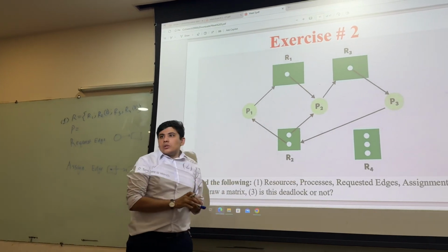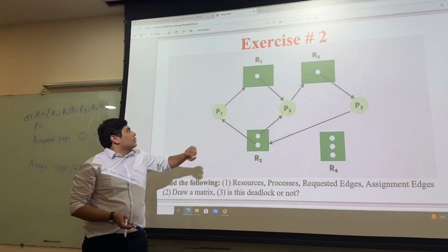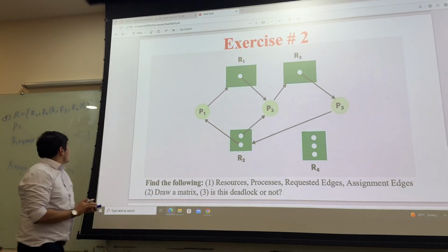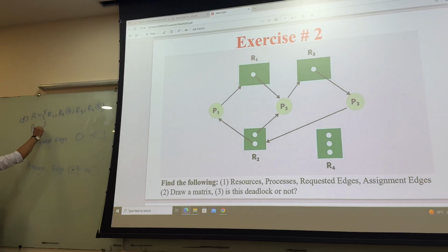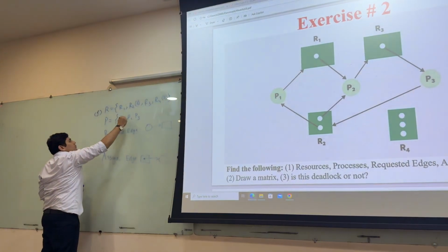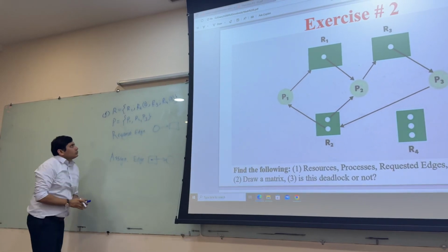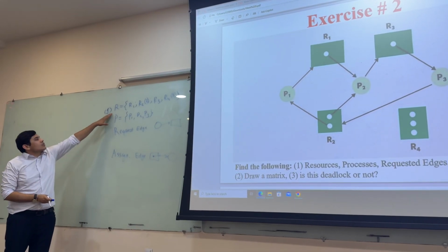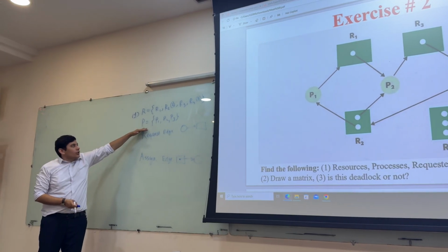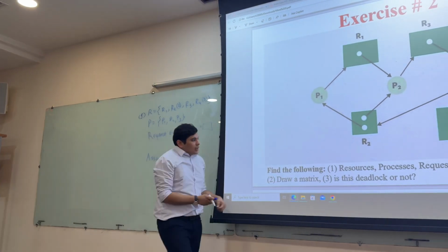The process is always going to be circular. So we have P1, P2, P3. So we found a set of resources and a set of processes. Do you guys have any questions from here? No? So let's go to the next part.